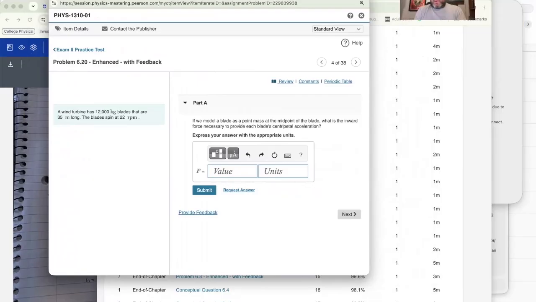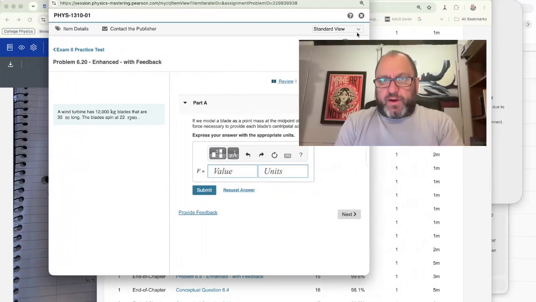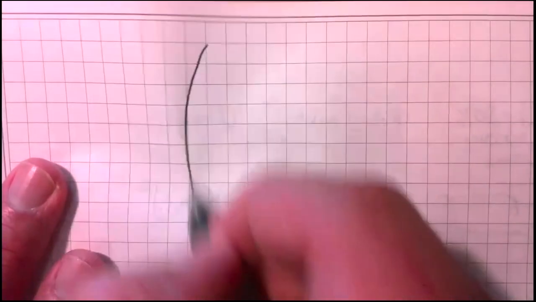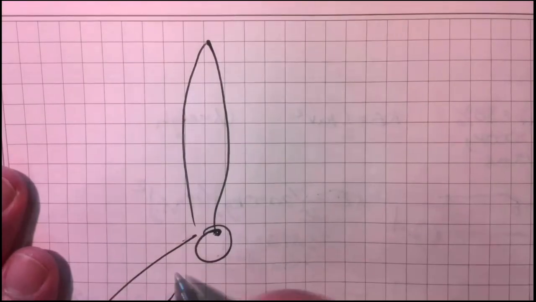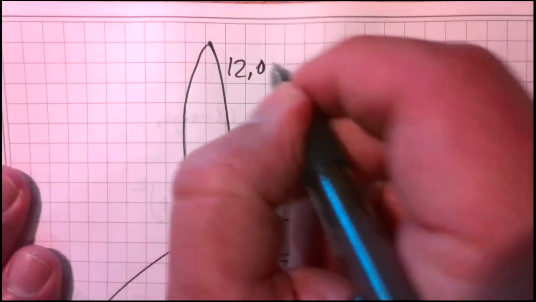Let's do this problem real quick, because this is a good problem, and let's talk about how to solve it. All right, so let's draw a picture of our blade here. These are 12,000 kilograms.